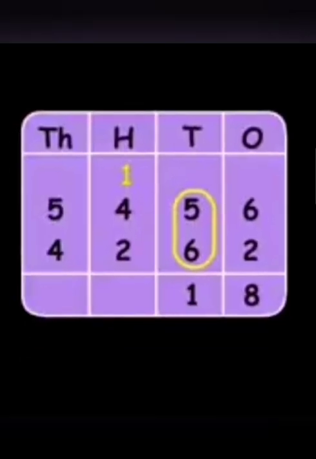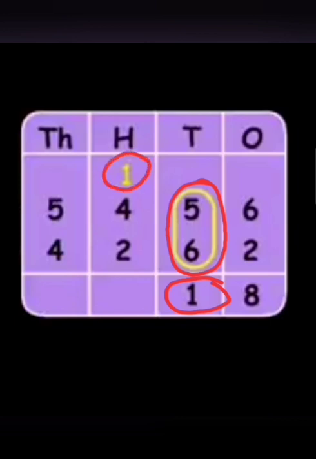Let's move on to the next neighbor column, tens place. What are the numbers at the tens place? 5 and 6. 5 and 6 gives you a total of 11. So by keeping 1 under the tens place, the next 1 will be carried over to the hundreds place. 5 and 6 have a total of 11. 1 remains here and 1 goes for carryover.